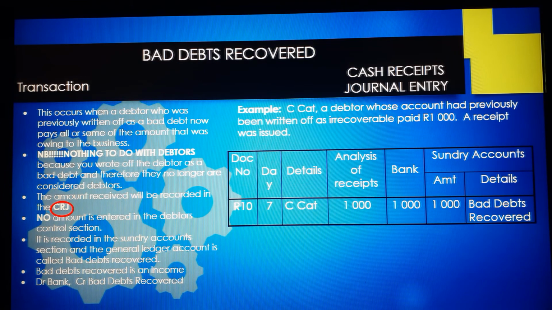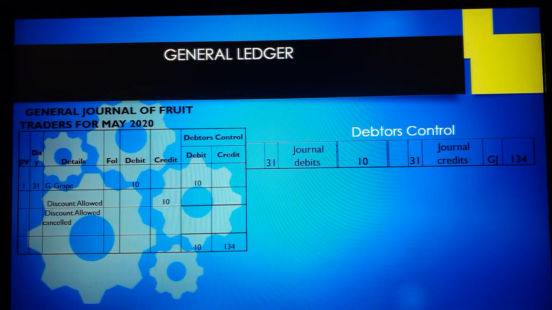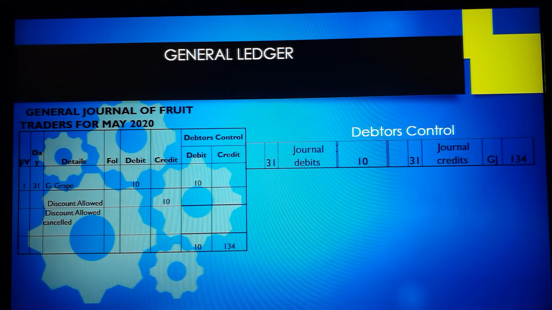So for example, a debtor CCAT who had previously been written off now pays us 1,000 Rand. So as you can see, we've drawn up our cash receipts journal. We enter into bank, and then in sundry accounts, we also enter the amount of 1,000 Rand, and we call it bad debts recovered.